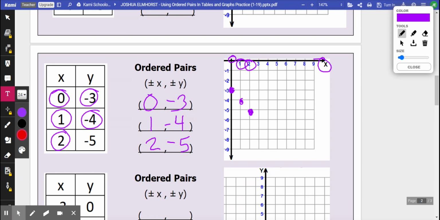So it actually looks like we're subtracting 1 each time, going down as x goes up. But let's just go ahead and graph this.